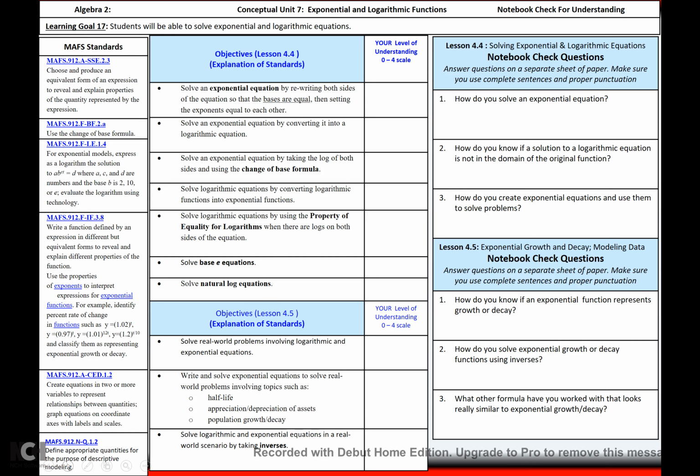Alright, so how do you solve an exponential equation? I don't know why I put a star by it. You make the bases match, set exponents equal, and solve.